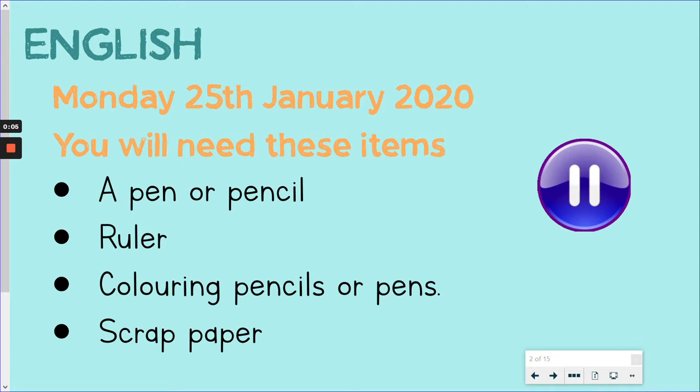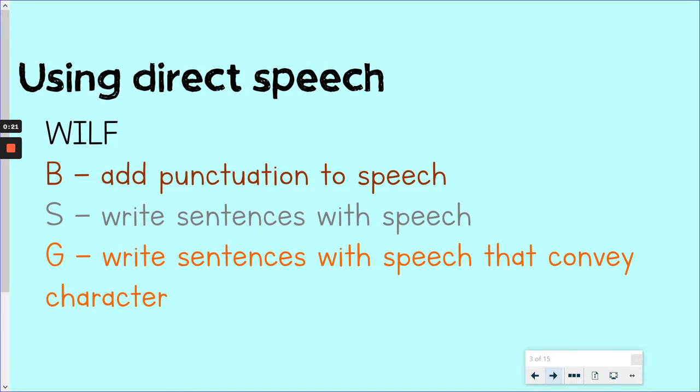So for today, these are the things we are going to need. A pen or pencil, your ruler, your colouring pencil or colouring pens, and you might want some scrap paper just if you want to write down anything as we go through. So let's get cracking. We're going to be using direct speech today. That's the aim of today, to use direct speech in our writing.